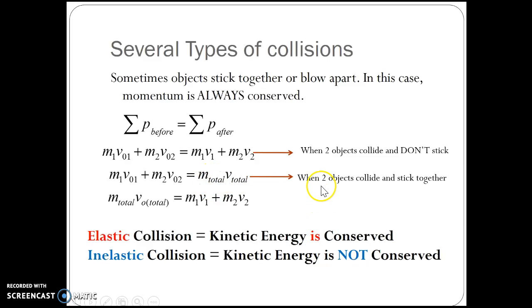The second equation here, I have two initial momentums, but I have one final momentum. Well, how did that happen? Well, that means that those two objects collided and then they stuck together, right? But again, still the initial momentum needs to equal the final momentum. And then down here I have this final thing where I have an initial total momentum that then breaks apart into two final momentums.